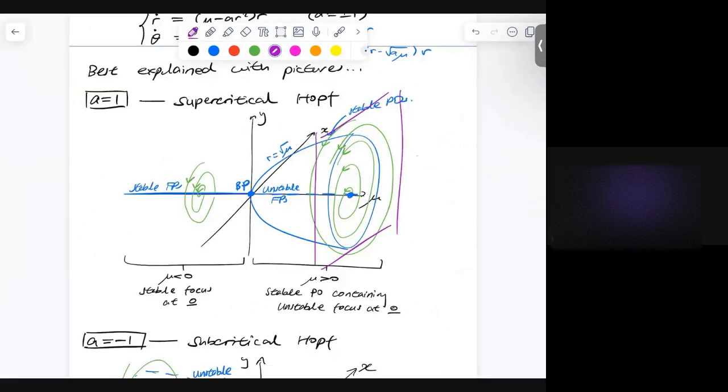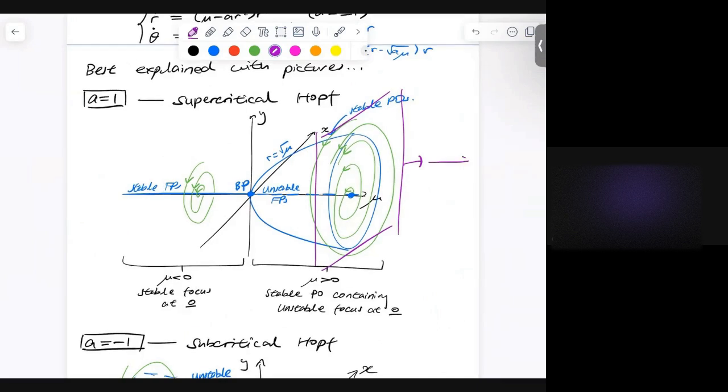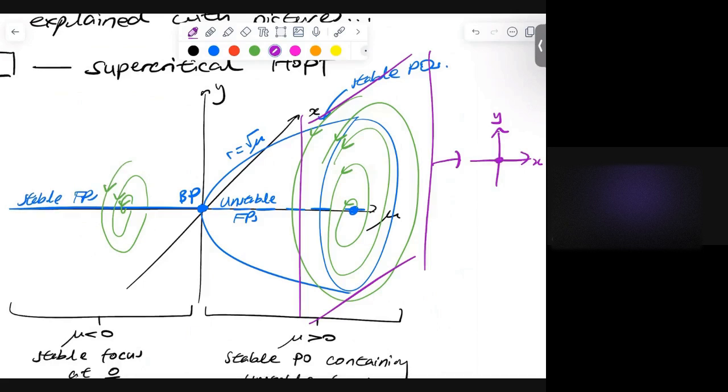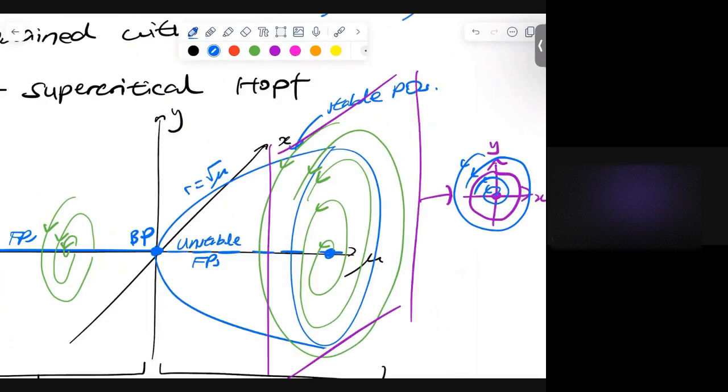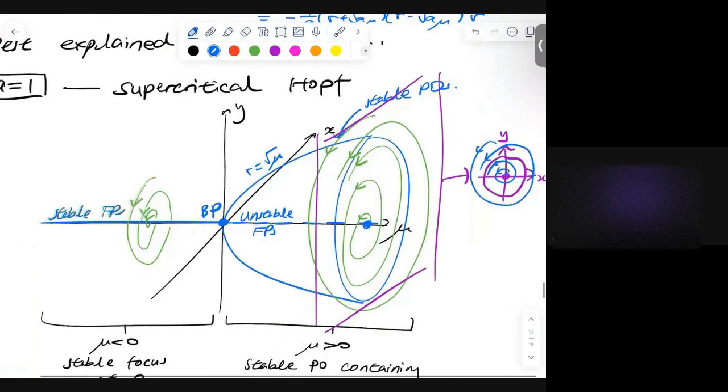Then basically what this looks like in the XY plane is we have a fixed point at the origin, we have a periodic orbit, and inside the periodic orbit we're spiraling away from the fixed point, and outside the periodic orbit we're spiraling into it. So that's kind of what I mean by take a slice of the system for some value of mu to find out what's actually happening. Does that make sense?